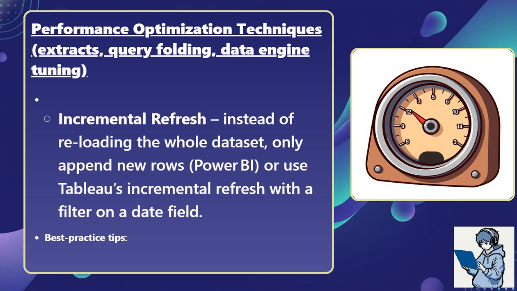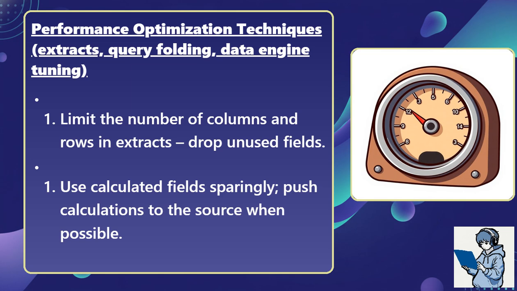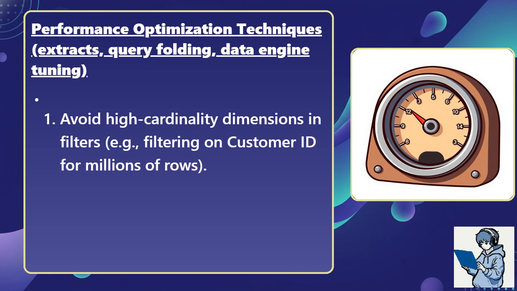Best practice tips. Number 1, limit the number of columns and rows in extracts. Drop unused fields. Number 2, use calculated fields sparingly. Push calculations to the source when possible. Number 3, avoid high cardinality dimensions in filters, for example filtering on customer ID for millions of rows.